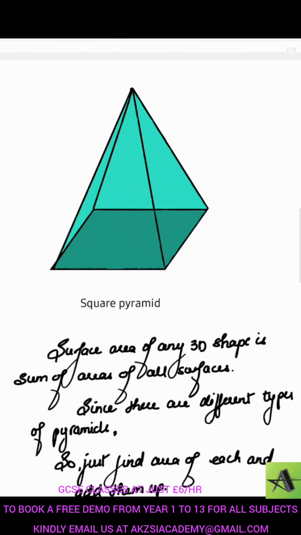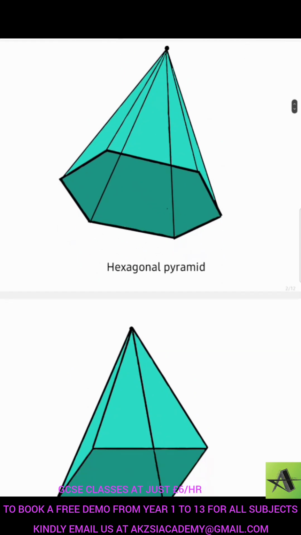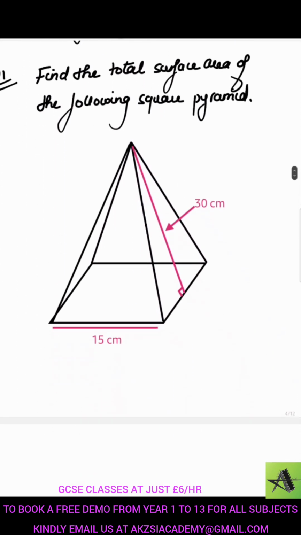From here, I can clearly understand that there is no particular formula, though there is a generalized formula which is definitely not in your syllabus and it's not even required. So it's better that we just find the areas of each surface and then add them up. For a square base pyramid, calculate the area of the base, the square, and all 4 triangles, and add them up. Similarly it goes with the other pyramids as well. We can understand it much better with this example.